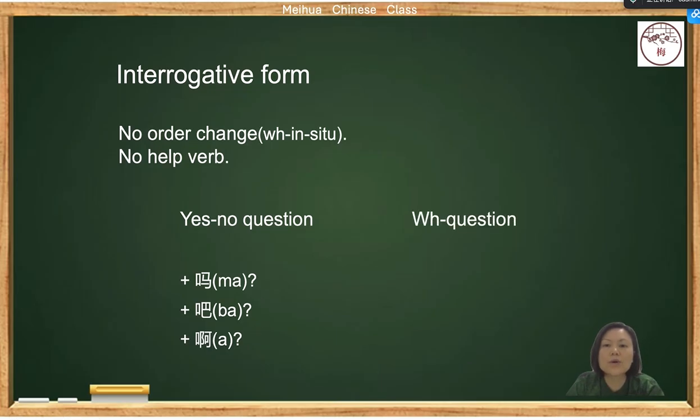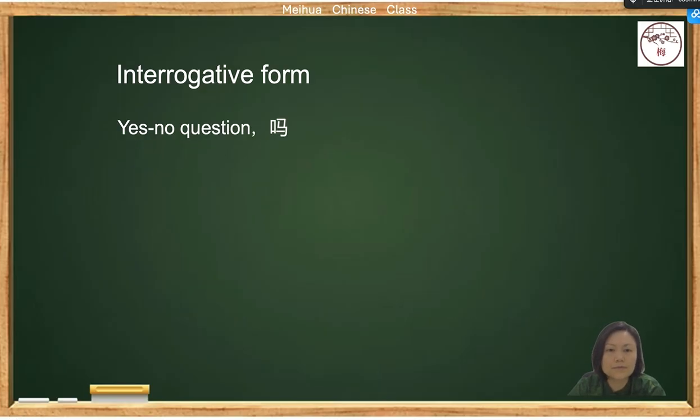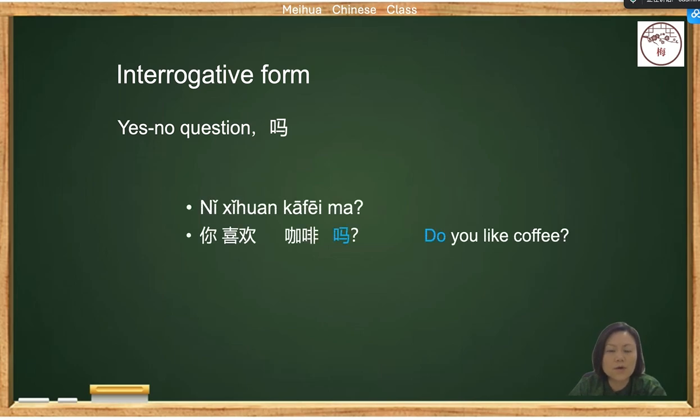So the second question type is not a simple question. It's a WH question, right? Which means we should have an interactive pronoun to lead the question at the beginning. I think we are already familiar with those WH words. Who, whom, whose, where, when, why, how. Let's first look at the simple question tab. So there are 3 characters, right, that we can add at the end of the question.